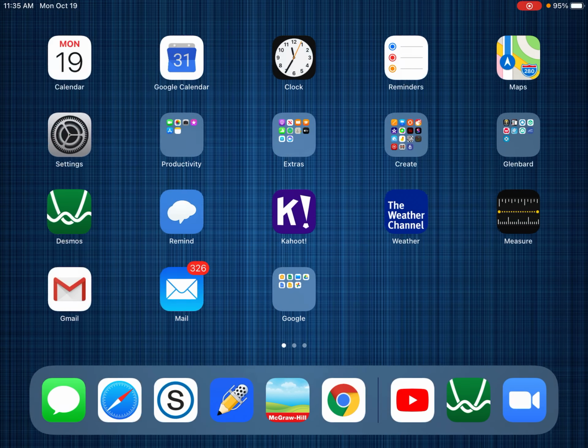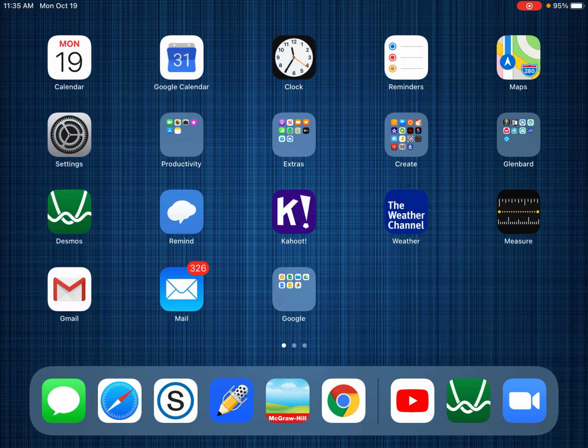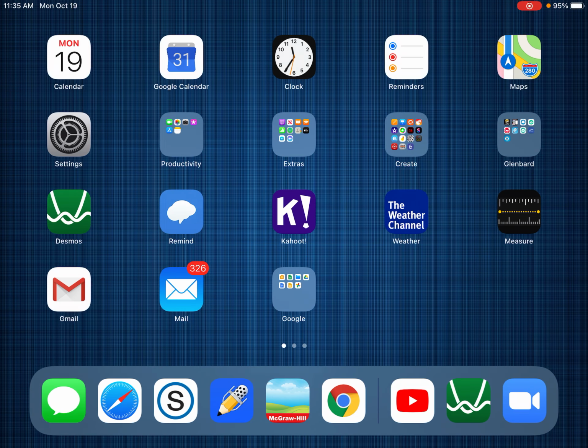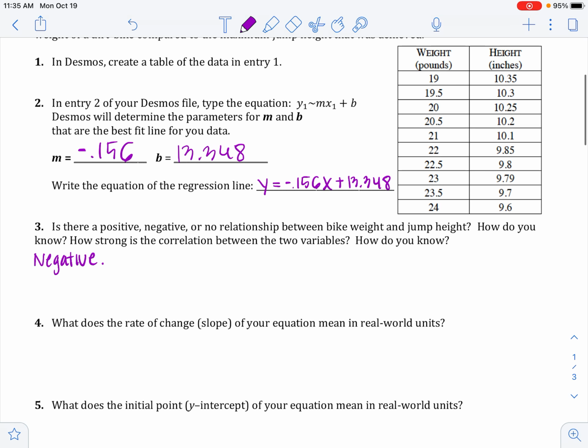Okay. All right, so now what it's going to ask us in notes is, is there a positive, negative, or no correlation between bike weight and jump height? How do you know? So is it positive, negative, or no relation? I can tell this just by looking at what's on my paper, but let's go back to Desmos just in case. What do you think? I think it'd be negative, right? Because that's a negative sloped line. So there is a negative correlation. So let's go back and say that there's a negative correlation. Okay. How do you know? Because the slope is negative.